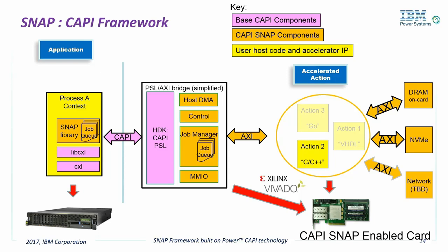During compile time, highlighted by the red arrows, the application links to the CAPI SNAP library, which pulls in the libcxl and CXL libraries. Similarly, the action code and CAPI SNAP FPGA components go through Xilinx's Vivado compiler to make a runnable image on the FPGA.